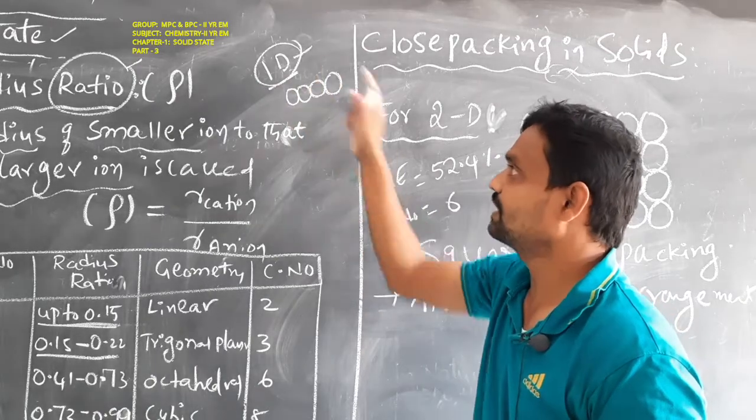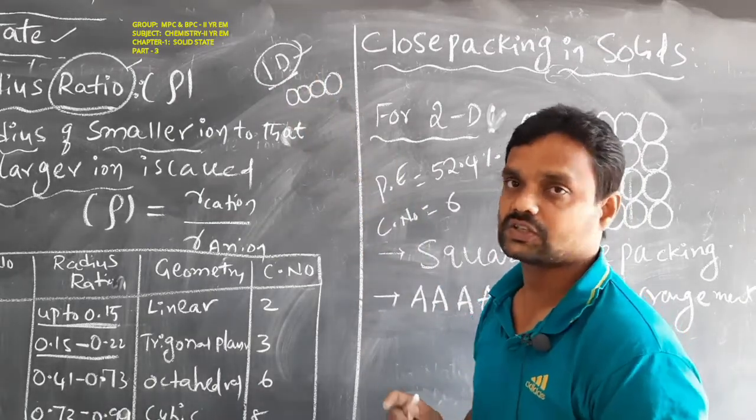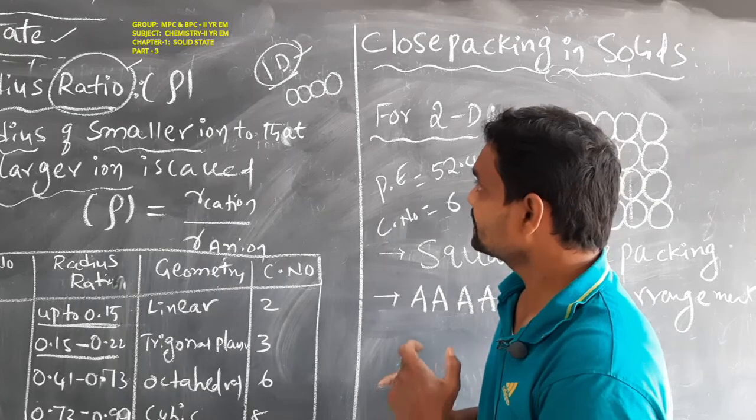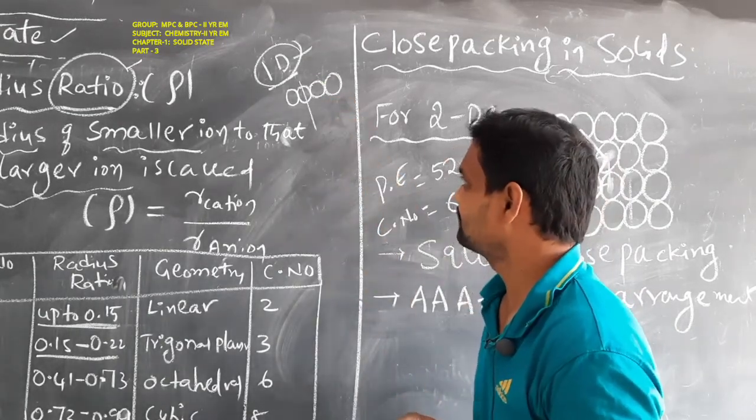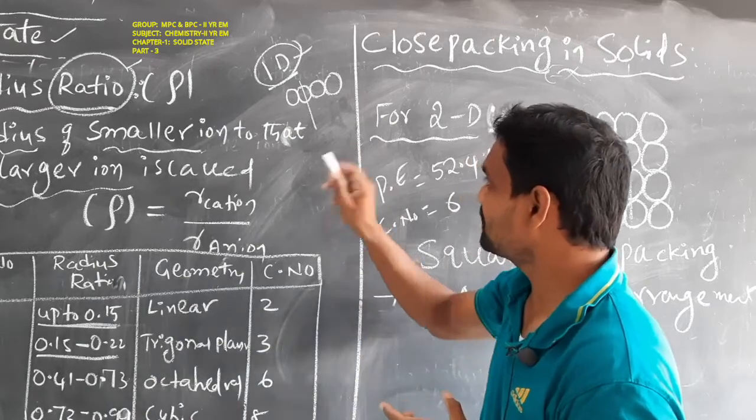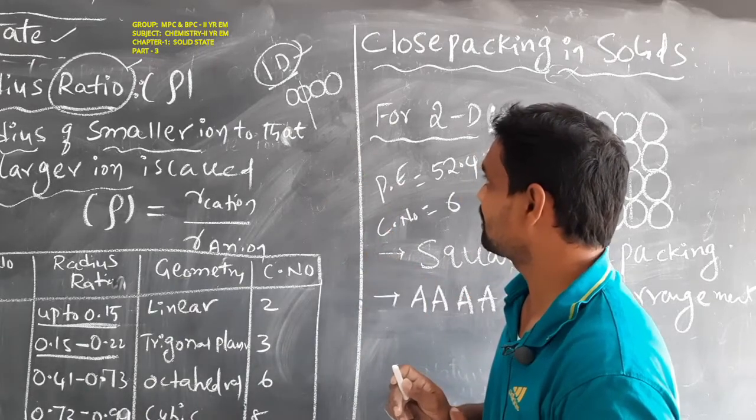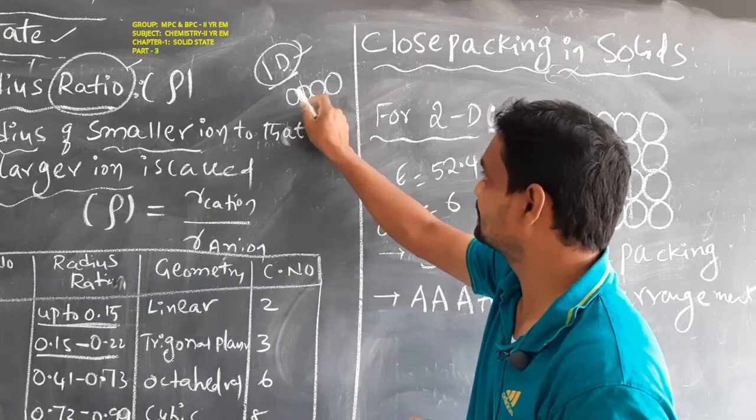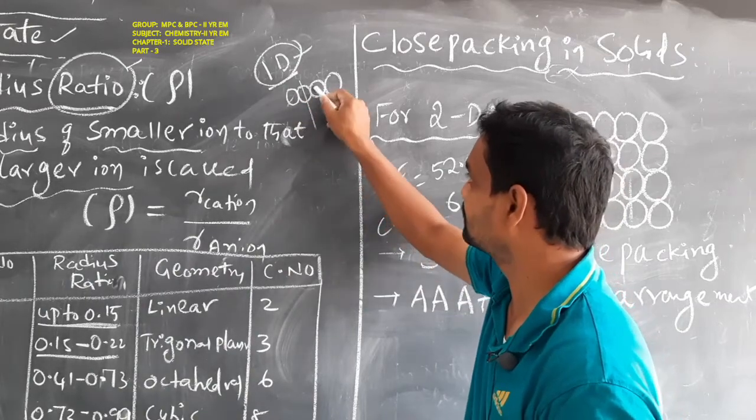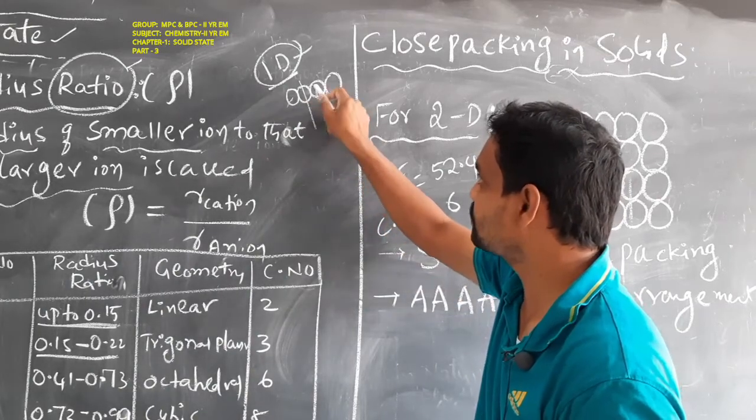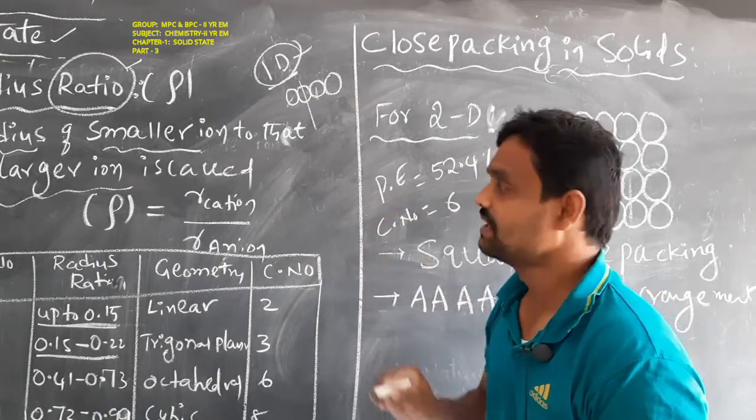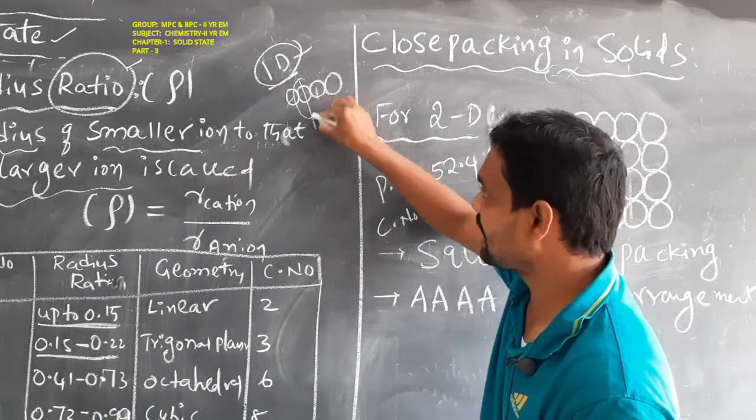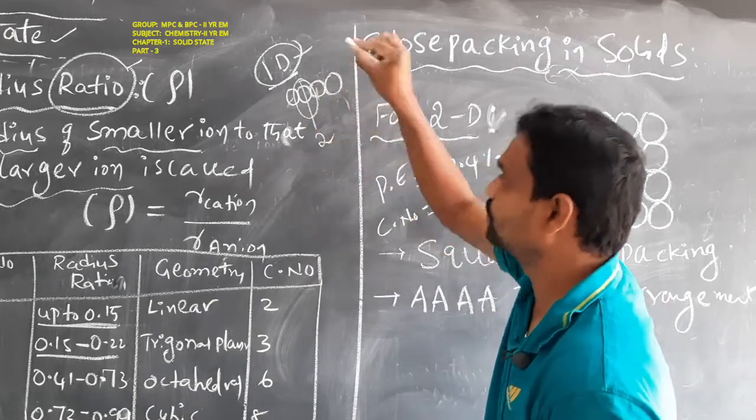So when we compare this one dimensional arrangement, here we consider this atom. How many atoms touch this atom? 1, 2. Only these two atoms touch that atom. So the coordination number of this atom is how much? 2.